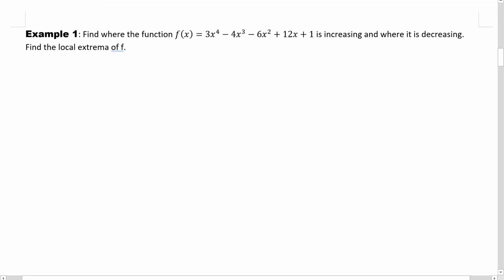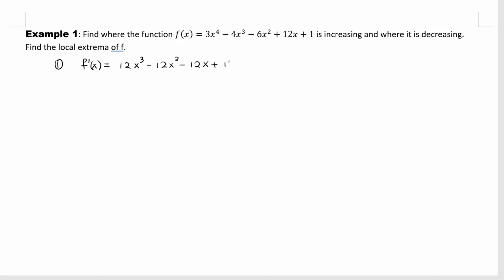Let's look at example 1. Find where the function f is increasing and where it is decreasing, and then also find the local extreme of f. All right. So the first step is to compute the derivative. The derivative of 12x cubed minus 12x squared minus 12x plus 12. Oh, all the coefficients are 12, so we can factor that out. And then we have what?